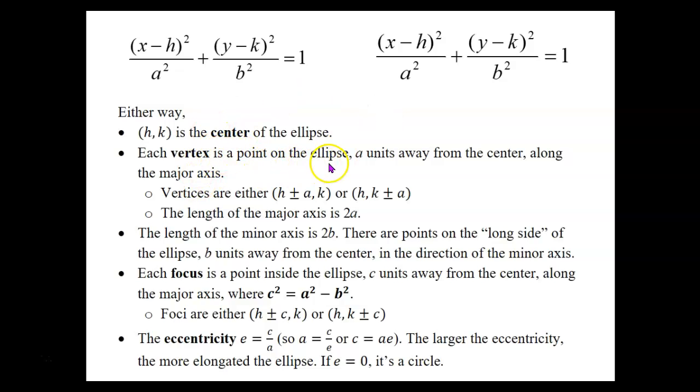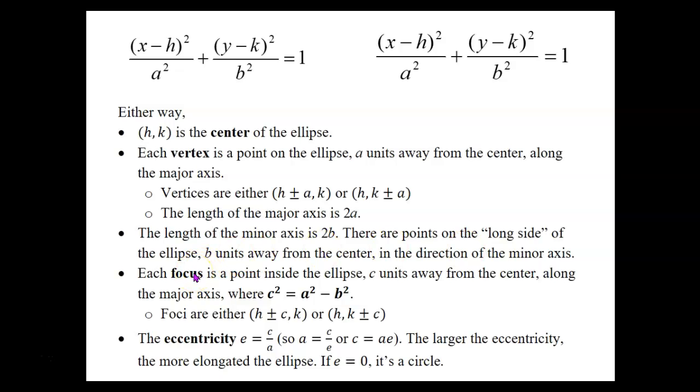Each vertex is a point on the ellipse a units away from the center along the major axis. The length of the major axis then would be 2 times a. The length of the minor axis would be 2 times b. And there are points on the long side of the ellipse, b units away from the center in the direction of the minor axis. Those are what we were calling the covertices.